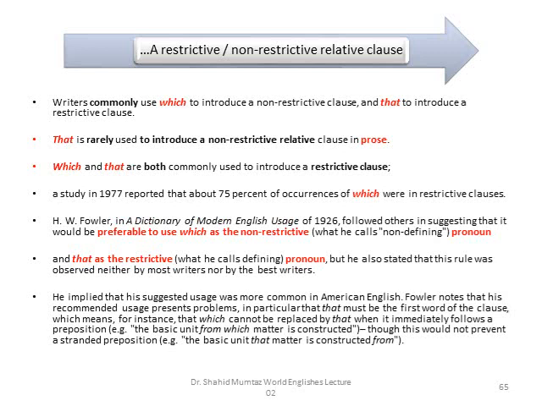So he says that "which" should be preferred as the non-restrictive pronoun. And you see, the first one, "which", was also used in restrictive clauses. Okay, and "that" as the restrictive, what he calls the defining pronoun. But he also stated that this rule was observed neither by most writers nor by the best writers. So I don't know why he suggested this then.